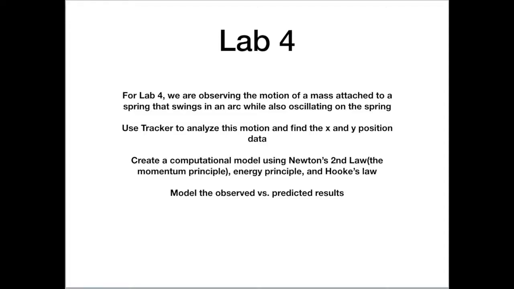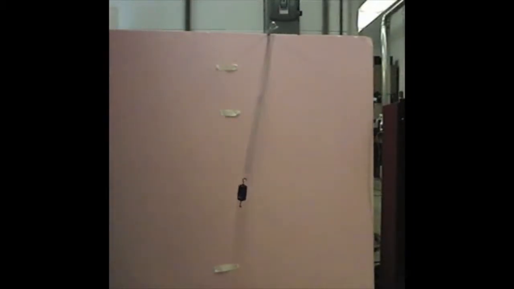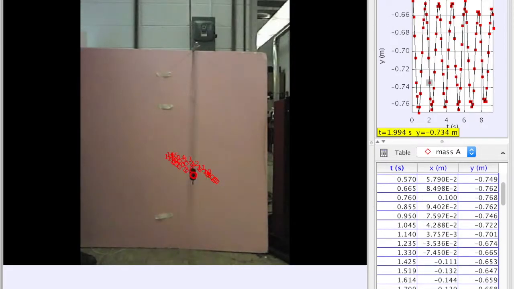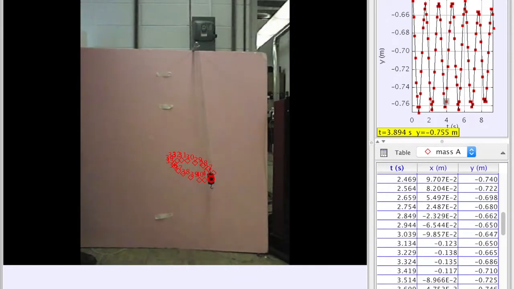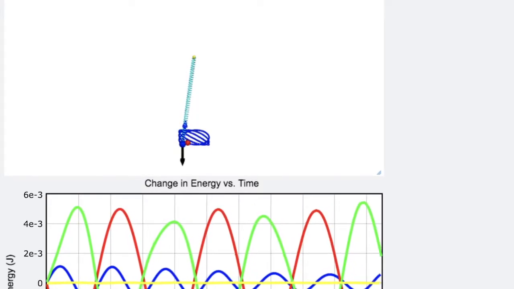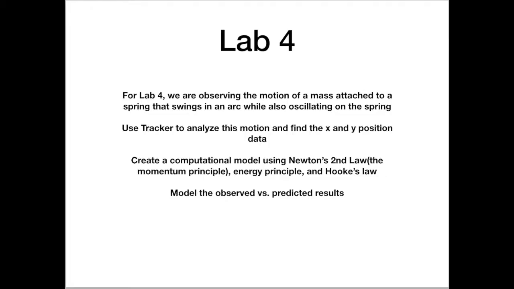Lab 4, we are observing the motion of a mass attached to a spring that swings in an arc while also oscillating on that spring. I chose the system to be the spring, the mass, and the Earth. So, using Tracker, we were able to analyze this motion and find the x and y position data. We then created a computational model and finally found that the predicted motion followed a similar pattern as the observed data received from Tracker, and therefore that the spring mass system satisfies the energy principle.